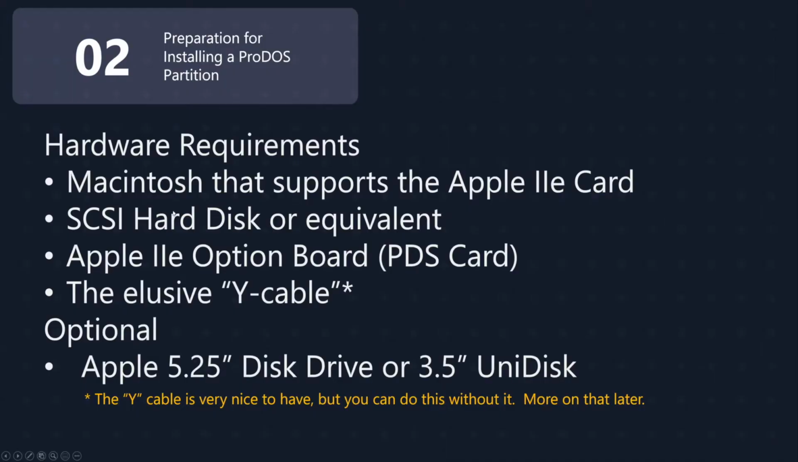So the hardware requirements, it's simple. As Ron mentioned, you need a Mac that supports the Apple IIe card. You need a SCSI hard disk or equivalent, the Apple IIe option board, the elusive Y cable that he showed, and optionally a 5 1/4 inch disc or a 3 1/2 inch UniDisk. And I say that's optional because with this ProDos partition on the hard drive, there are other ways, if you don't have that elusive Y cable, to get software on there.